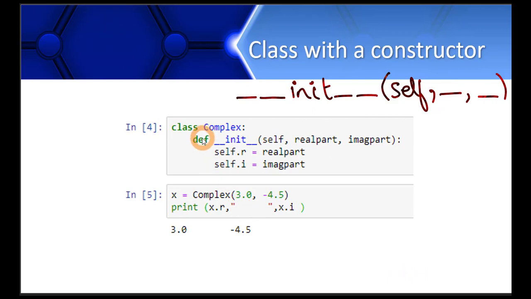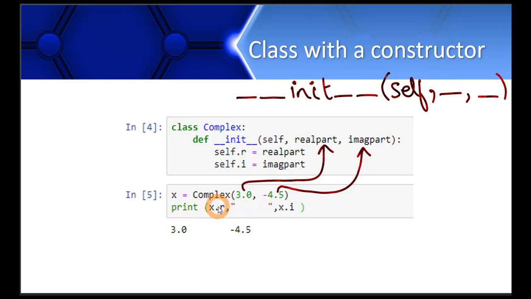So the name of my class is complex, and when I created an object of this class complex, I passed two variables, right? Two numbers, so 3.0 and 4.5, and you know that 3.0 will be passed to the first argument, and minus 4.5 will be passed to the second variable of this function. So you can see that I have written just two lines of code after the creation of the class. In the first line of code, I am creating an object which is x. And in the second line of code, I'm just printing the attributes of the class.